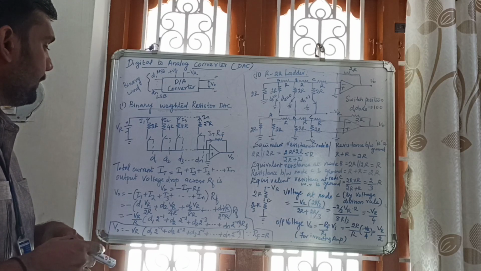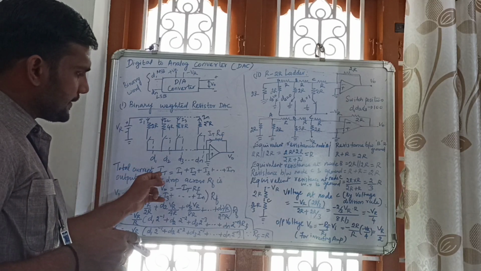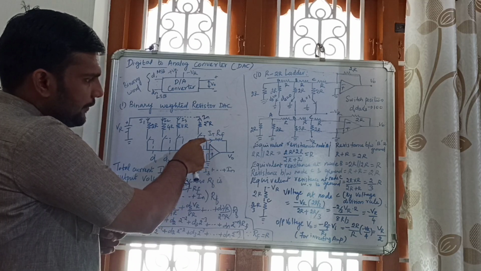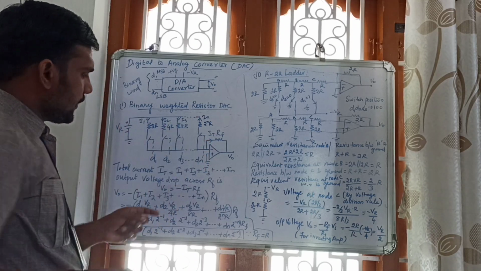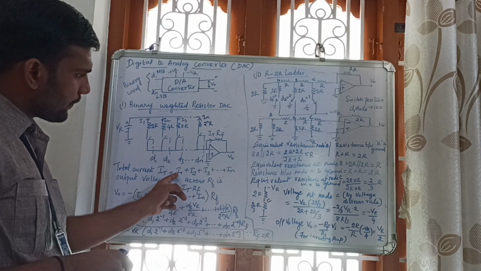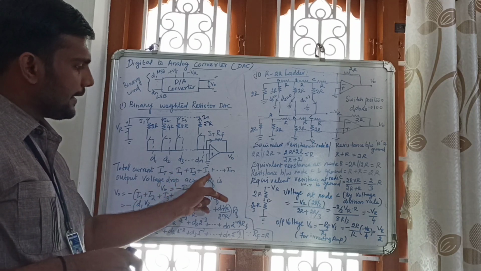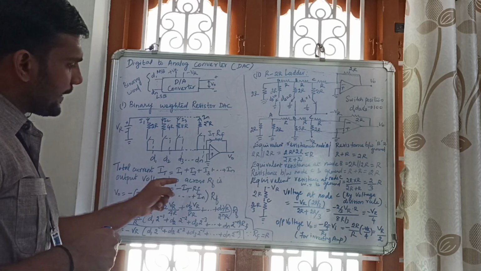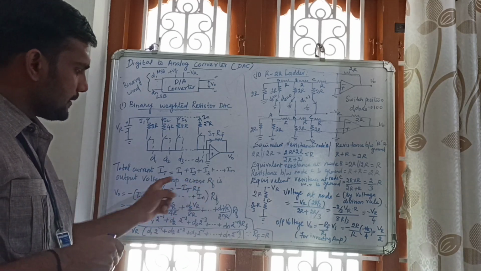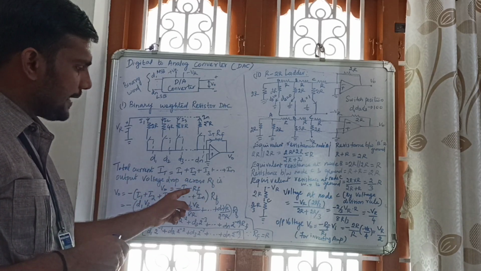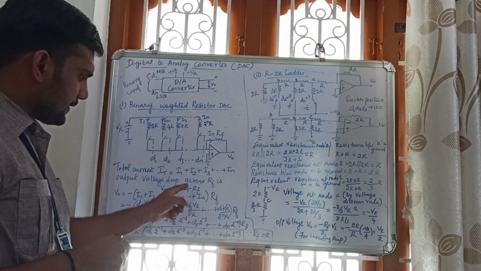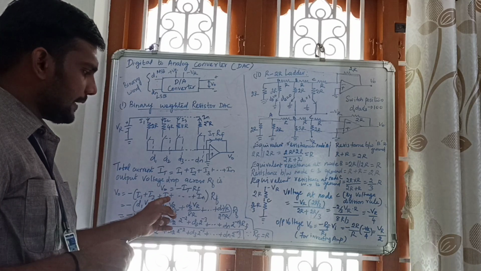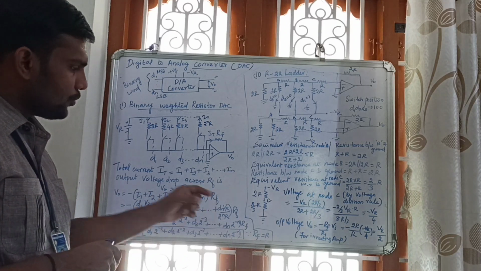Then the total current IT is flowing, which is equal to the sum of all the currents. So IT is equal to I1 plus I2 plus I3 plus etc. up to IN. Then the output voltage drop across RF is V0 equal to minus IT into RF. Substitute IT here. So what will you get? Minus (I1 plus I2 plus I3 up to IN) into RF.